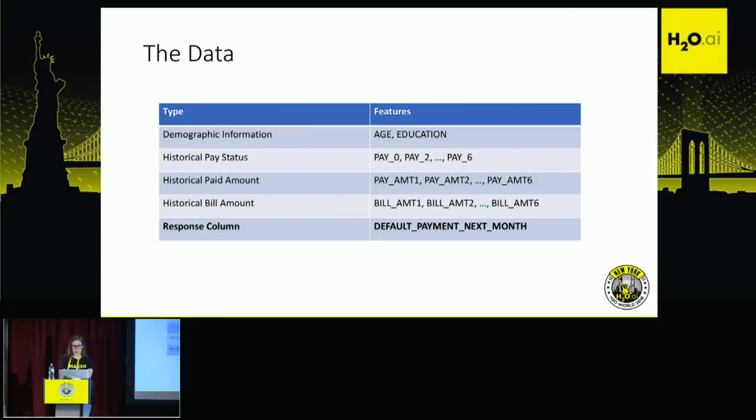While everyone's getting up there, the data we're going to be using today, the first use case, is going to be credit card data. We have some demographic information about our customers. Now this is public data on the Kaggle dataset website. We have some historical pay status. So pay status would be, are they up to date on their payments? Did they miss 3 months? We have the amount they paid, and we have the bill amount. And we have all of this historical information for the past 6 months. And then finally, we have our response column, which is, are they going to pay their next month's bill? So pretty simple data, not that many columns. And we're going to see what Driverless does with it.